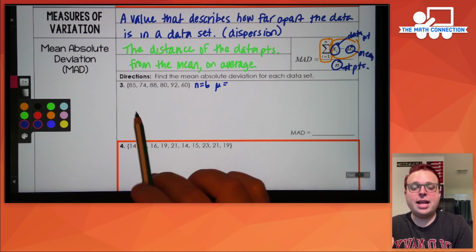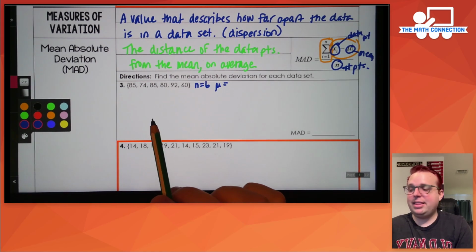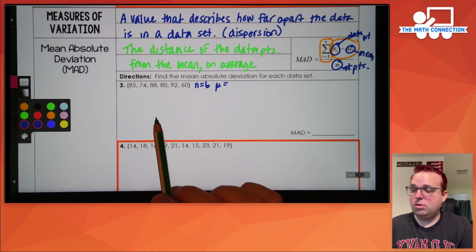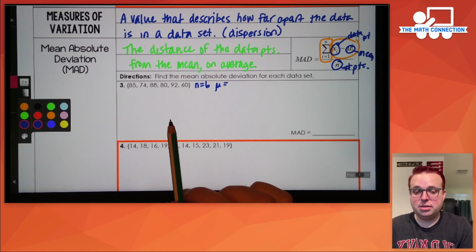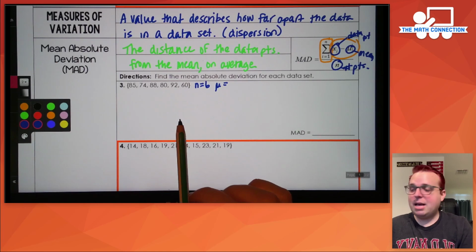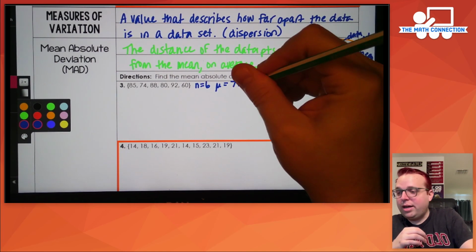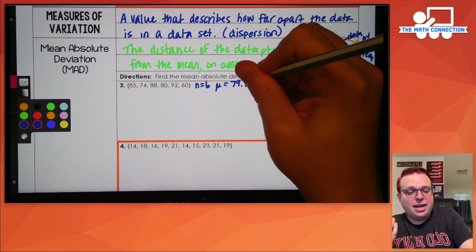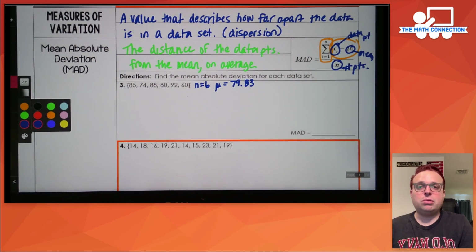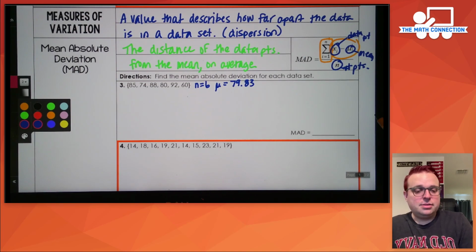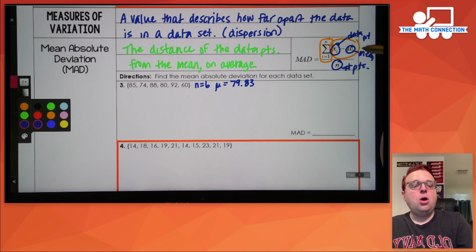And the way we find that is by adding these points up and dividing them by 6. So 85 plus 74 plus 88 plus 80 plus 92 plus 60, that's 6 points, right? And then you divide that by 6, so your average is 79.83. Let's just leave it as 79.83. It's actually 79.8333 repeating. So now I have enough to do this, okay?